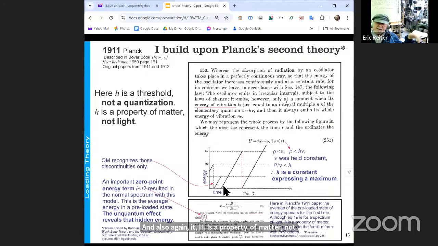And so he had this drawing in his papers of how absorption energy in his oscillators would load up and then suddenly emit an h nu of light. And so in the equations he uses, you can see that h is expressing a maximum. It's not a quantum of action. So he had that pretty clearly, but it's an obscure paper.